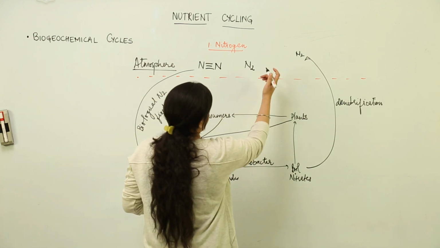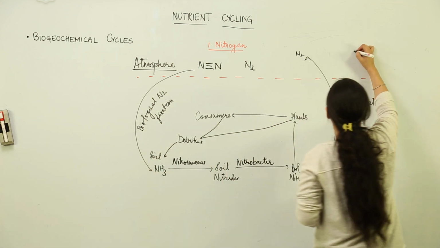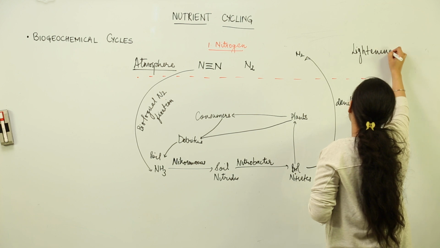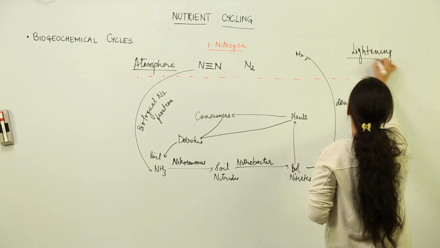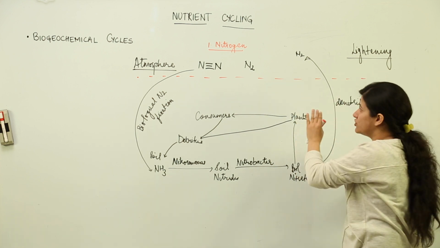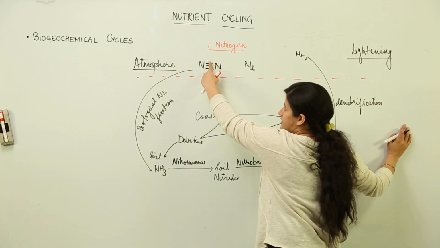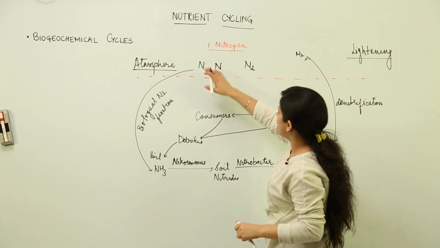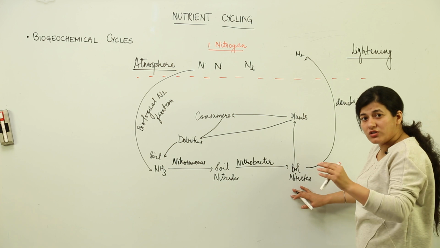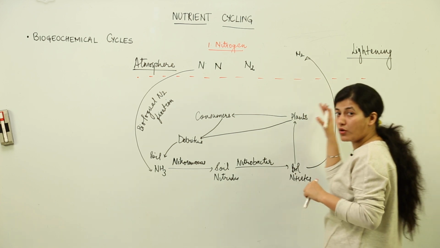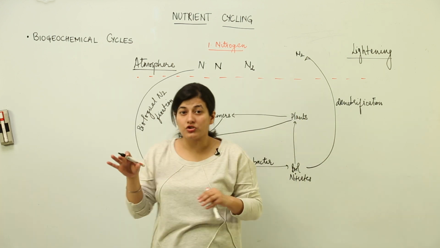Also, you need to pay attention that there is an important physical phenomenon of lightning. When there is a cloudy night, there is a lot of lightning. This lightning provides so much energy that it breaks the atmospheric nitrogen triple bond and leads to formation of nitrates directly so that the plants can take them up. That is why lightning is considered an important process for the nutrition of plants.